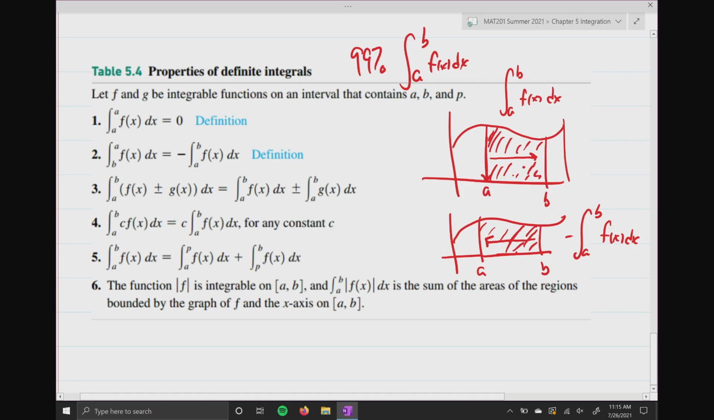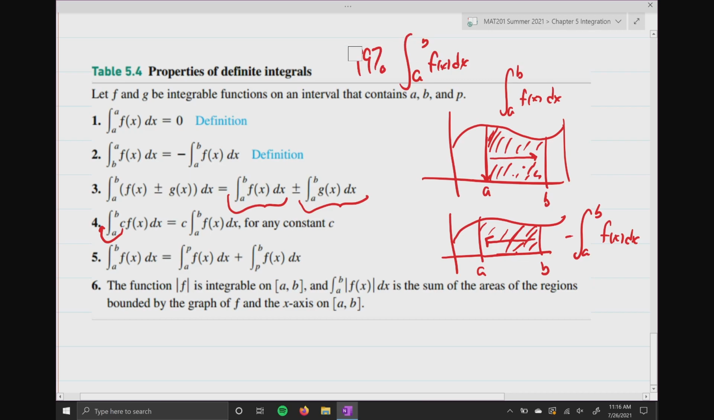Property 3 is just if you're adding two different functions, you can separate the integral. All right, which means you could distribute it. Property 4 says you could take a constant and move it out front. Huge. We use that all the time. So if you have a constant times a function, you could pull the constant out front.